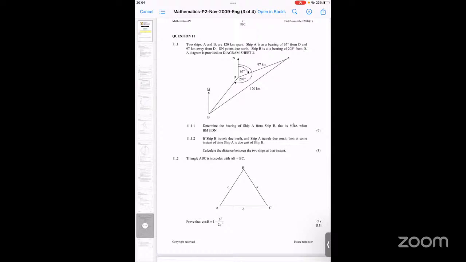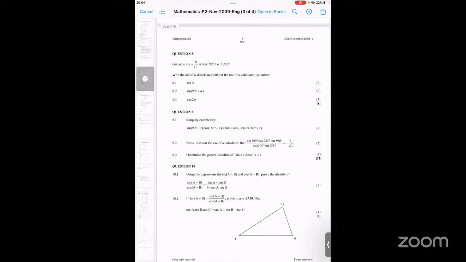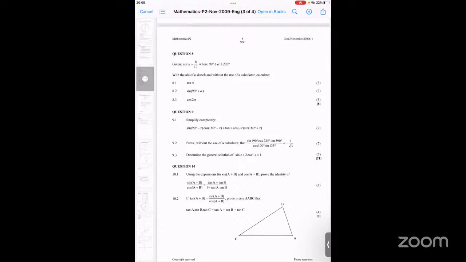A diagram is provided on diagram sheet 3. Okay, now I see. Even though I don't know what they want you to do there, otherwise it's fine. Let's go back to the question and see what's happening there.